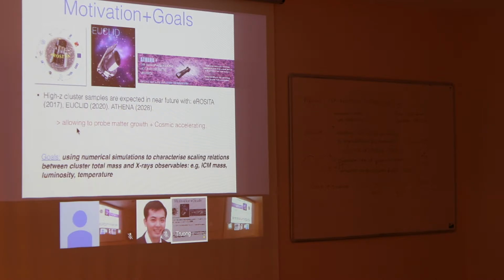So by studying the cluster mass function of those survey samples and seeing how the cluster mass changes as a function of redshift, we would be able to put constraints on the matter growth as well as the cosmic acceleration.